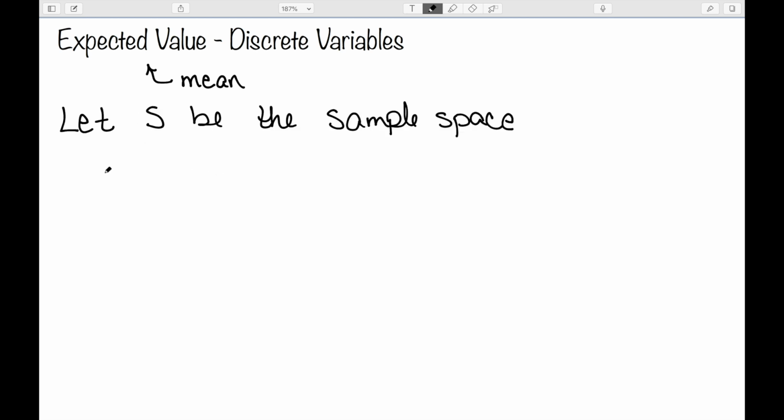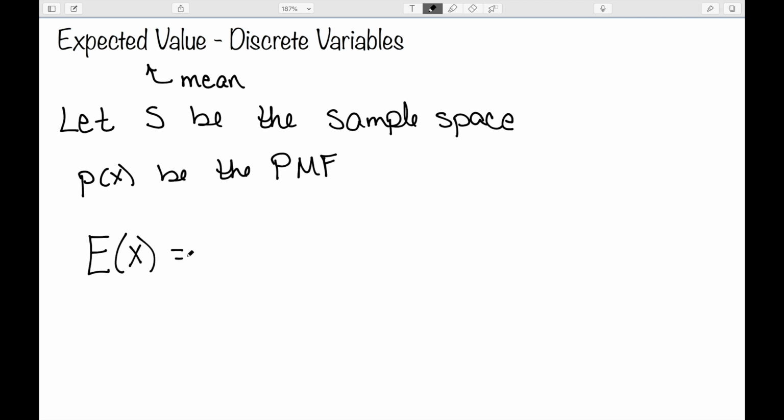We're going to let S be the sample space for our variable. We'll let P of X be the probability mass function, the PMF. The expected value is denoted by E of X or by a mu, sometimes with a little x to denote which variable we're talking about, but a mu, the Greek letter mu. And this is the summation of all the variables x in our sample space of x p of x. So we're going to multiply each value by its corresponding probability given in the PMF, and then add all of these values up.